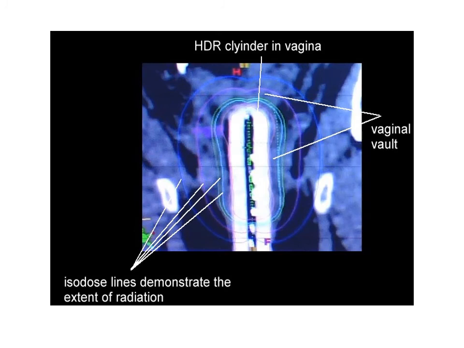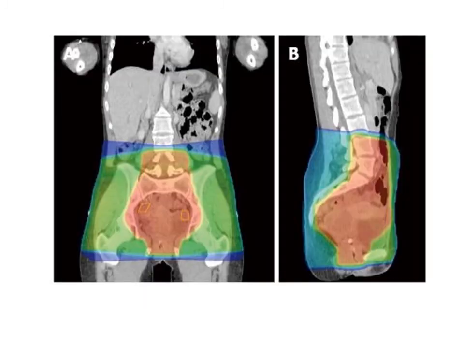This figure represents the brachytherapy. As you see, there is a cylinder that is introduced inside the vagina, and it emits a high dose of radiation through the vaginal vault. While this figure illustrates the teletherapy.